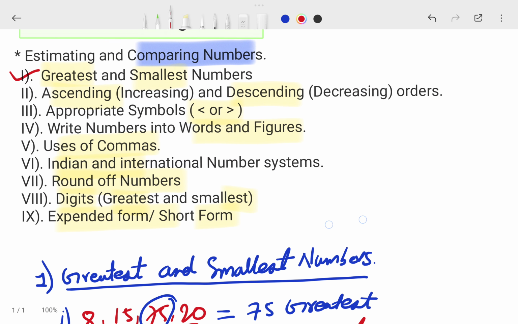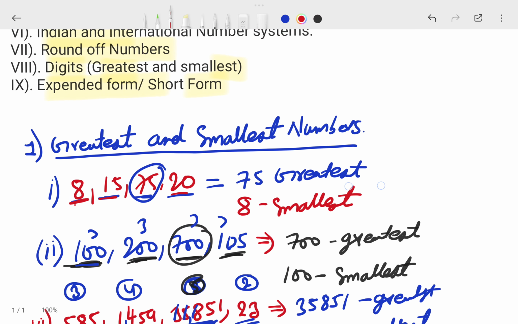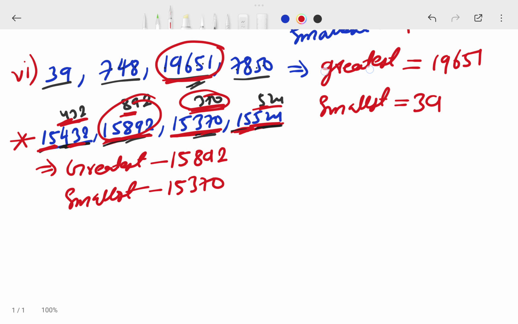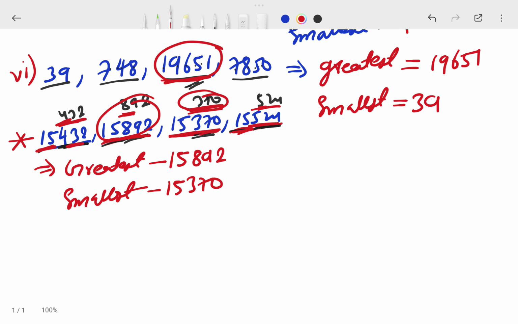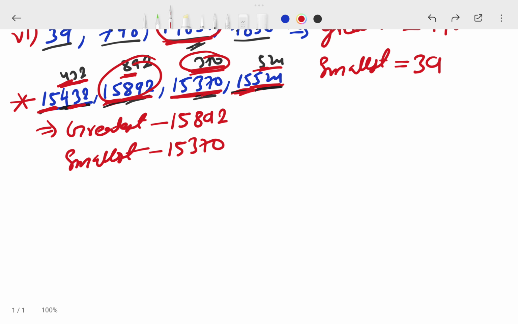So we are going to talk about ascending and descending orders. Let's see the ascending and descending orders. So our next question: let's talk about the ascending and descending here.